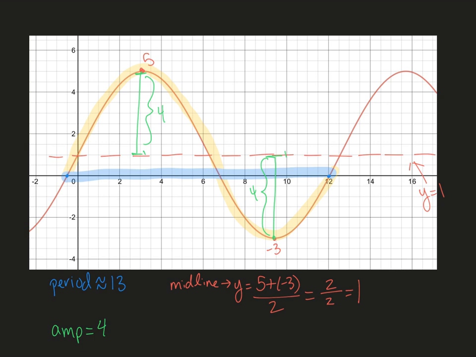Okay, if you did this one, this should be about what you have. My period, I said about 13, because if you saw it went just a little bit past 12. Midline should be y equals 1, and amplitude should be 4.